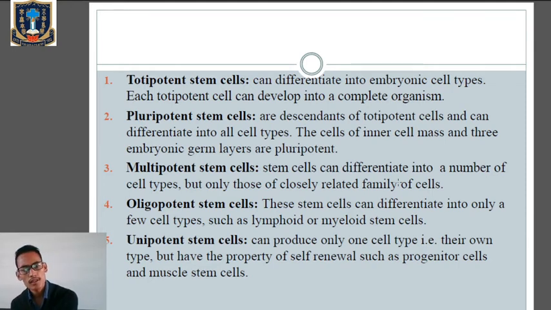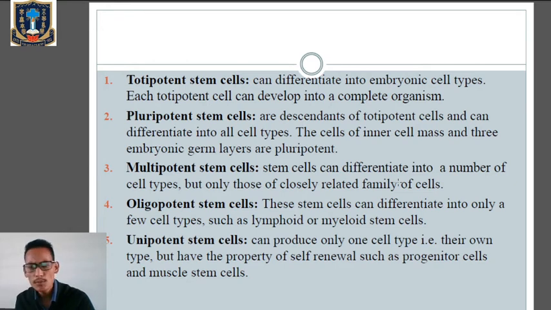So the cells of our inner cell mass and the 3 embryonic germ layers, the ectoderm, endoderm and the mesoderm, are examples of pluripotent stem cells. Then we have multipotent stem cells, which can differentiate into a number of cell types, but only those of a closely related family of cells. Then we have oligopotent stem cells, which can differentiate into only a few cell types, such as lymphoid or the myeloid stem cells.